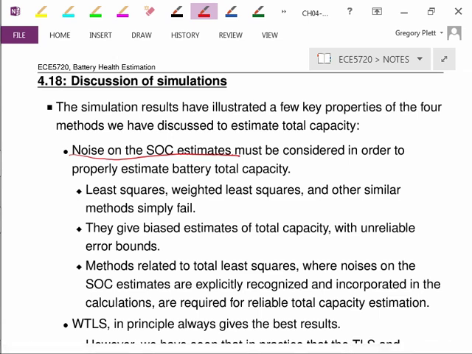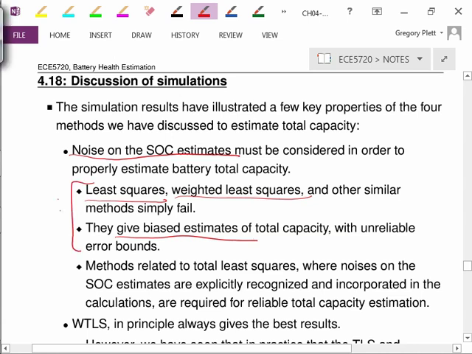Even using a sigma of 1%, which is very optimistic, we see that noise is a consideration. If your SOC estimator is not that good, then the noise will be an even bigger consideration. We found that least squares methods, weighted least squares methods, really simply fail. They give estimates that are in the ballpark, but we looked at the estimation error bounds and they were awful. They were way too optimistic, and the estimates in most cases were biased. So the biased estimate, unreliable bounds, just don't use them.